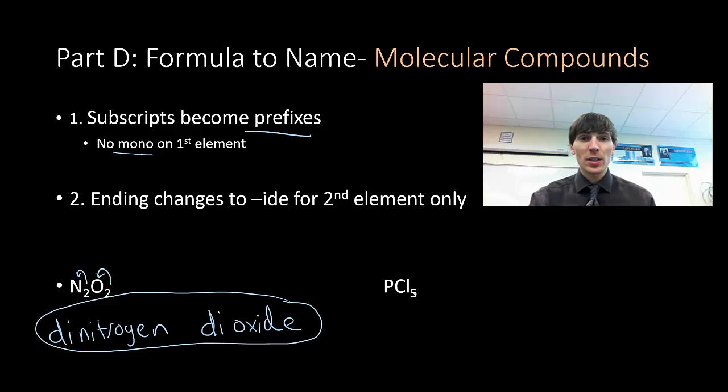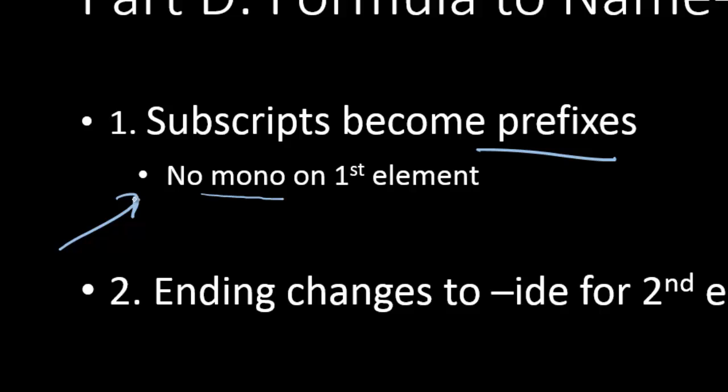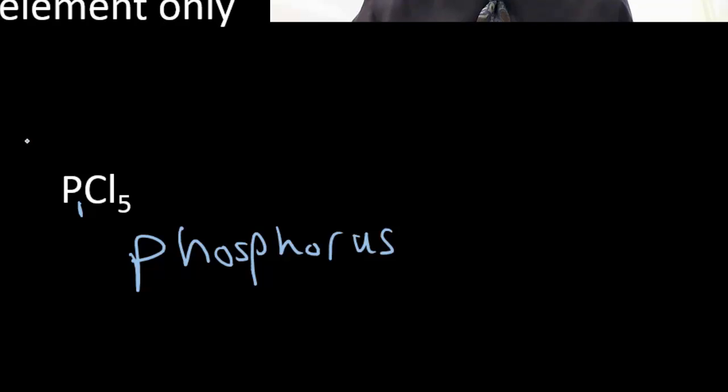We have two elements for these types usually. We're going to name the first one. If there's nothing underneath of it, there's no subscript, you can always assume a 1. So there's a phosphorus, and you'd be tempted to say, well, I have 1, I'm going to use mono. Brings us back here. We don't need mono on the first element. It's redundant. If I just write phosphorus, it means there's only 1. So phosphorus, and then there's no subscript there, so we just leave it as phosphorus.